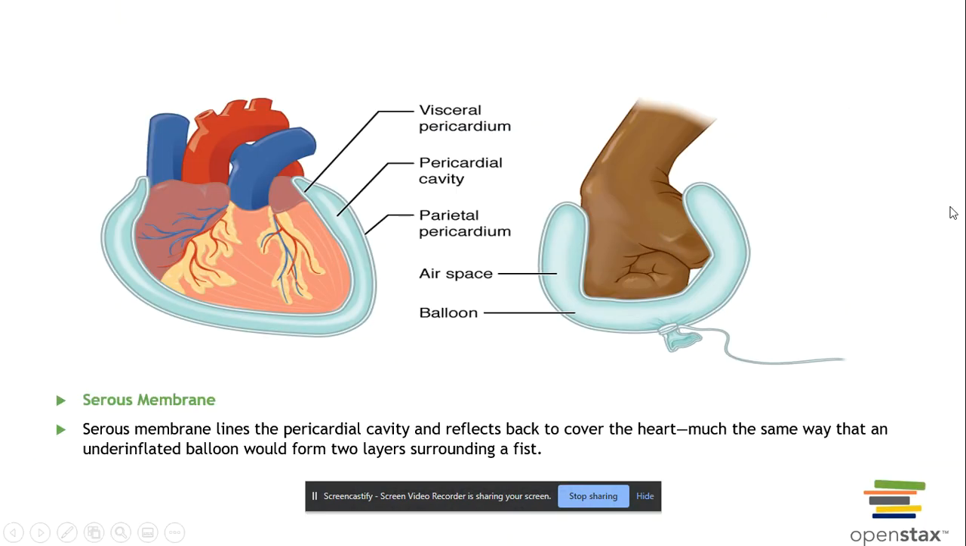And this is just a quick definition of serous membranes. There's just a few different types that I want you to know. I'll ask you a couple about these on the quiz, but serous membranes line the pericardial cavity and reflect back to cover the heart, much the same way that an underinflated balloon would form 2 layers that surround a fist. If you look here, it'll tell you the difference between a visceral pericardium and a parietal pericardium.